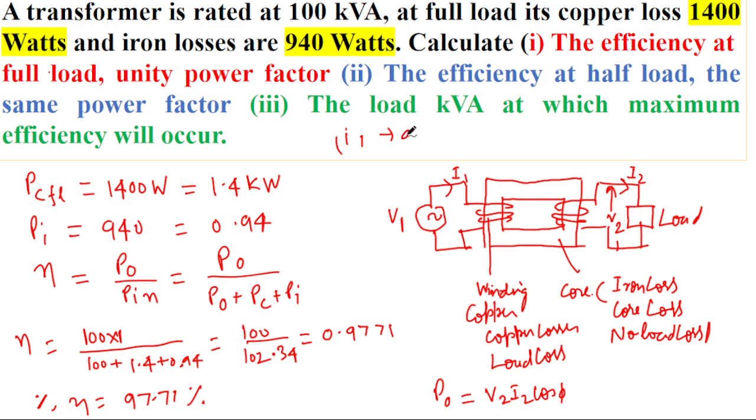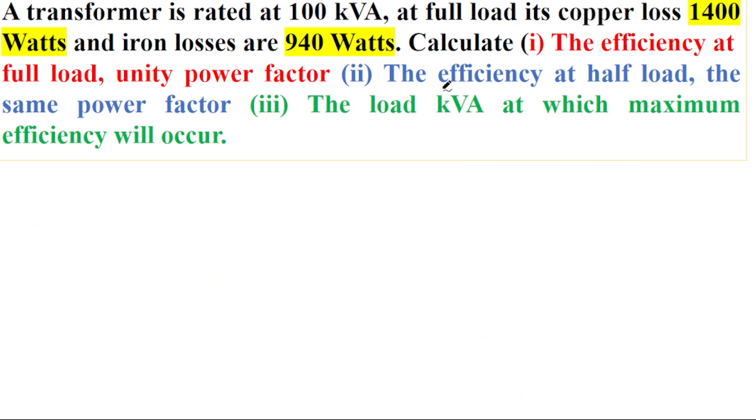So the answer for the first part is equal to 97.71%. Now let us go to the second part. For the second part, efficiency at half load at the same power factor, right. So the formula will be, let me write this one. So η will be the same, that is PO divided by PO plus PC plus PI.